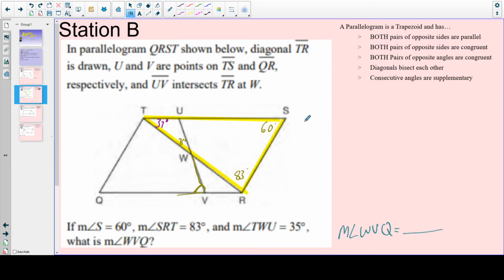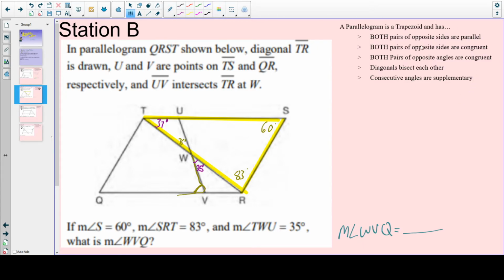Now, I didn't even talk about anything to do with a parallelogram yet. Okay? I'm still going to fill in more information just based on what I see. If this is 35 degrees, this also must be 35 degrees because these are vertical angles. So now I'm kind of stuck. Do you notice that I'm starting to get closer to the angle I'm looking for?